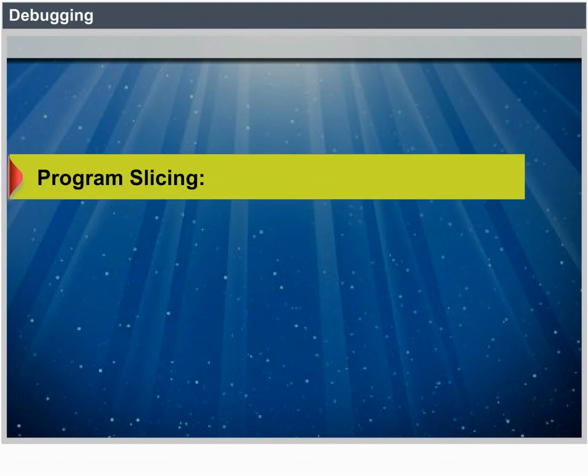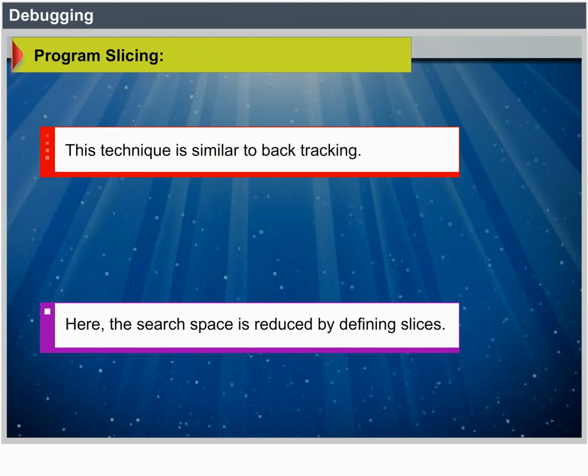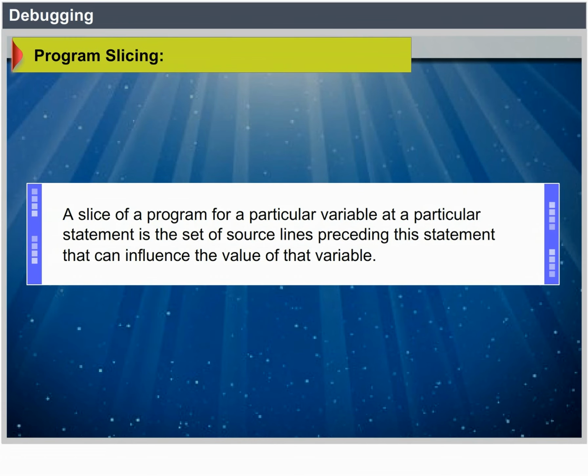Program slicing. This technique is similar to backtracking. Here the search space is reduced by defining slices. A slice of a program for a particular variable at a particular statement is a set of source lines preceding the statement that can influence the value of that variable.